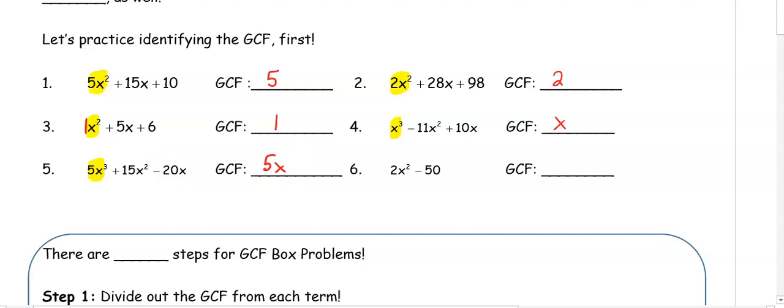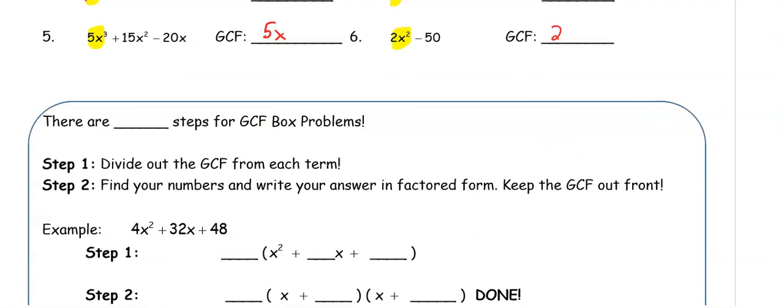In number 6, we have 2x squared, and we just want x squared. So even though there's only 2 terms, we can still look at this, and we know we want to get to x squared. So our GCF is 2.